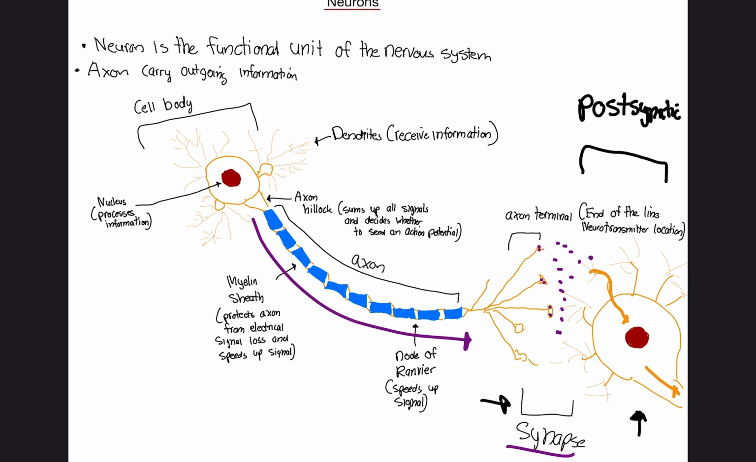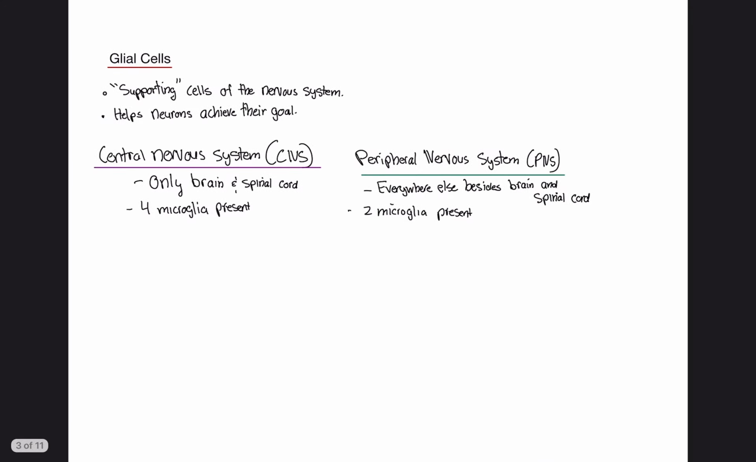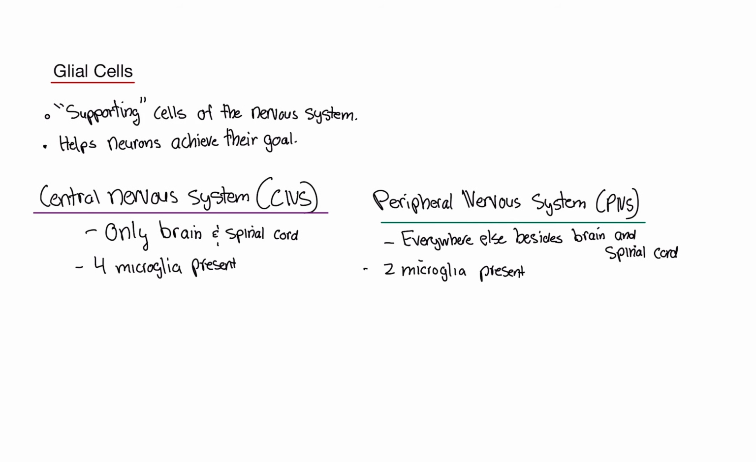So the whole point of neurons is basically to transmit information in the form of electricity. And this would cause hormones to be released. This would cause you to be able to move, able to feel stuff, etc. So many things. Okay. Now we have something called glial cells. These are the supporting cells of the nervous system, and they help neurons achieve their goal. It sounds like they don't really have much of a role here, but they actually have a big role in our nervous system.